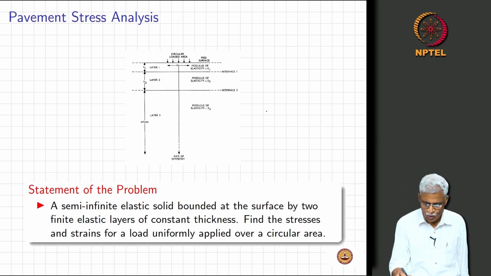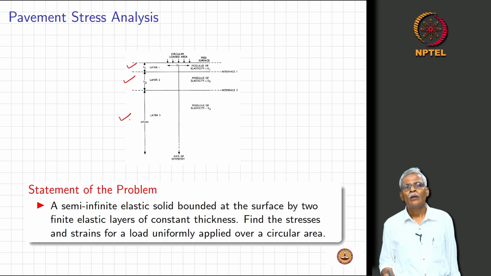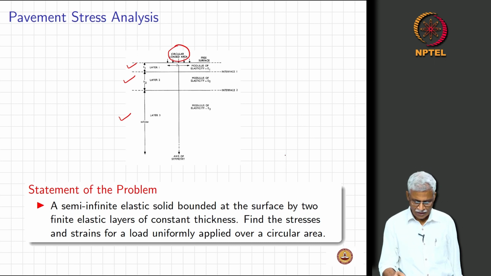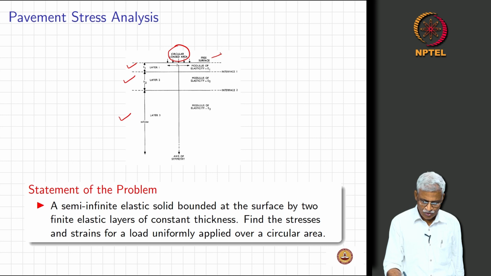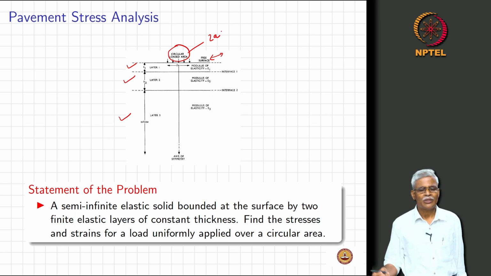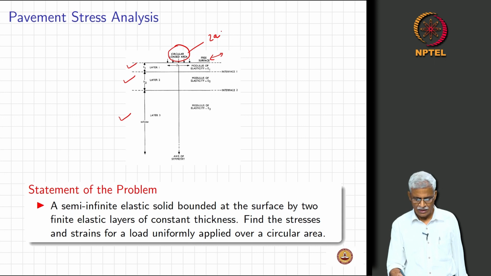So, let us assume that we have 3 layers, layer 1, layer 2 and layer 3, and let us assume that the loaded area is circular and this is a free interface. Then the contact is 2A. I have mentioned this before. So, this is the terminology that is followed in pavement analysis and design.